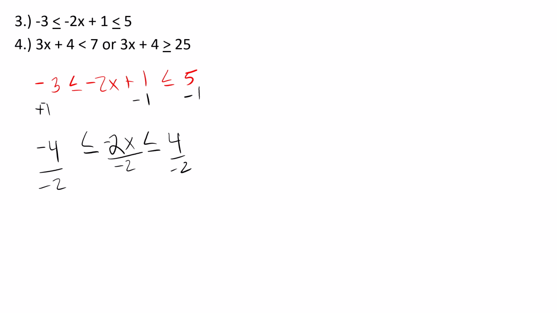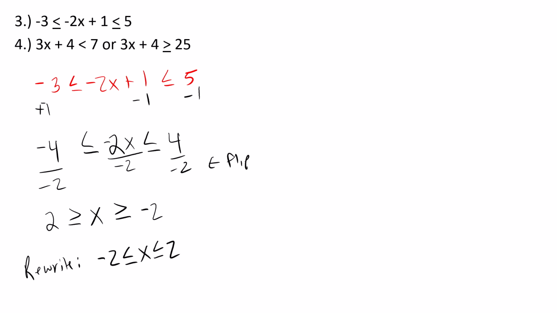Now remember, when we divide by a negative, we have to flip the inequality there. So we'll have -4 divided by -2 is 2, is greater than or equal to, -2 divided by -2 is 1, so I'm left with the x, is greater than or equal to 4 divided by -2 is -2. And typically we would do the rewrite, okay, just to get those going from least to greatest. So -2 is less than or equal to x is less than or equal to 2 would be the more comfortable way of writing that.